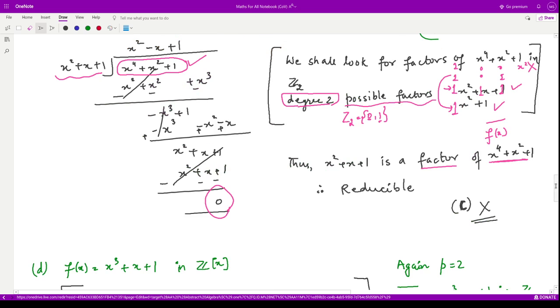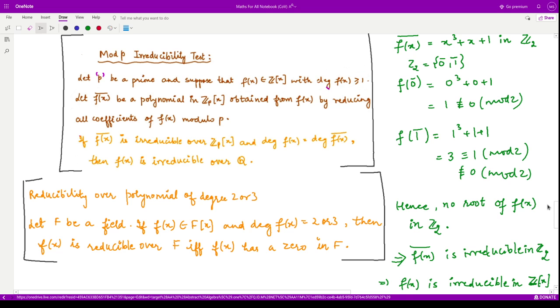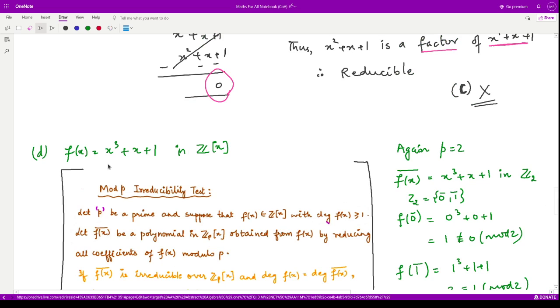So let us look at our polynomial x cube plus x plus 1, and we need to check its irreducibility in the ring of integers. So again we'll go for this test. We have to find some p such that the reduced polynomial is irreducible. If we find one such p, we'll conclude the original polynomial is also irreducible. So again, if I take p as 2, my reduced polynomial would be this. Again, I'm checking it over Z2, right?